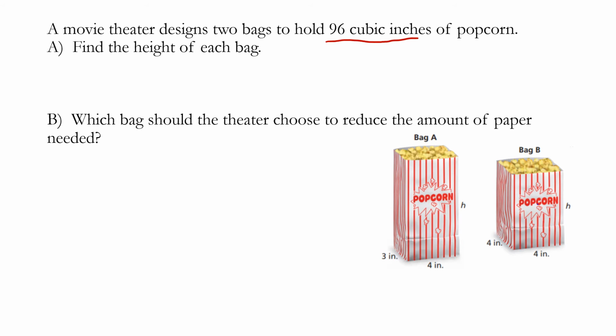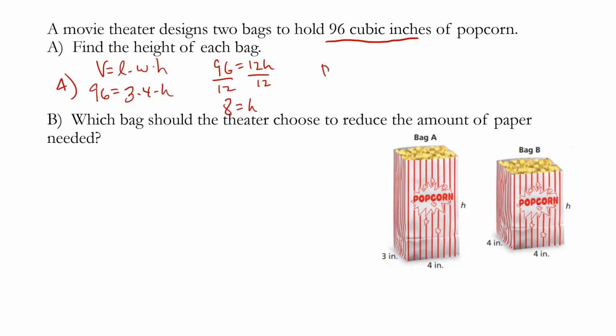So we have volume equals length times width times height. And we know that our volume is 96, so I'm going to plug in 96 equals 3 times 4 times h. So 96 equals 12h. To solve for h, I divide by 12. And 96 over 12 gives us 8. So 8 equals our height. That's 8 inches. And that is for bag A.